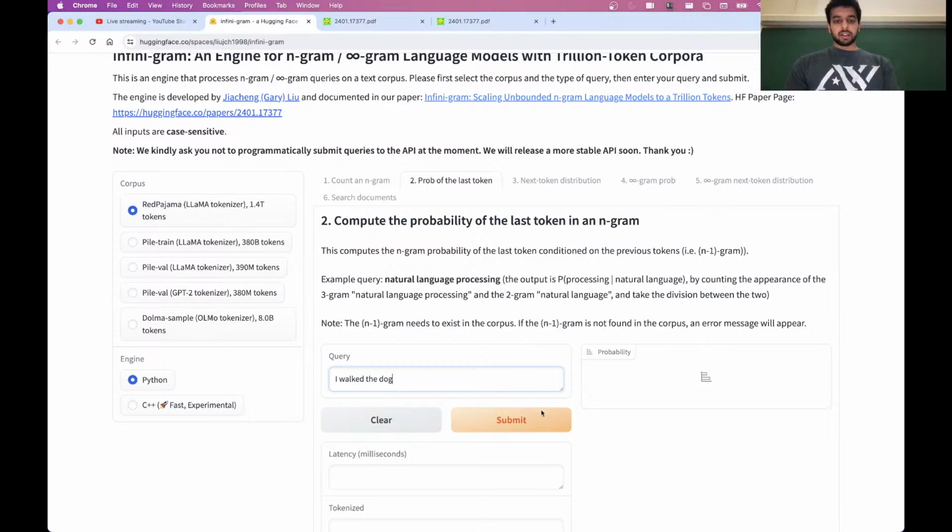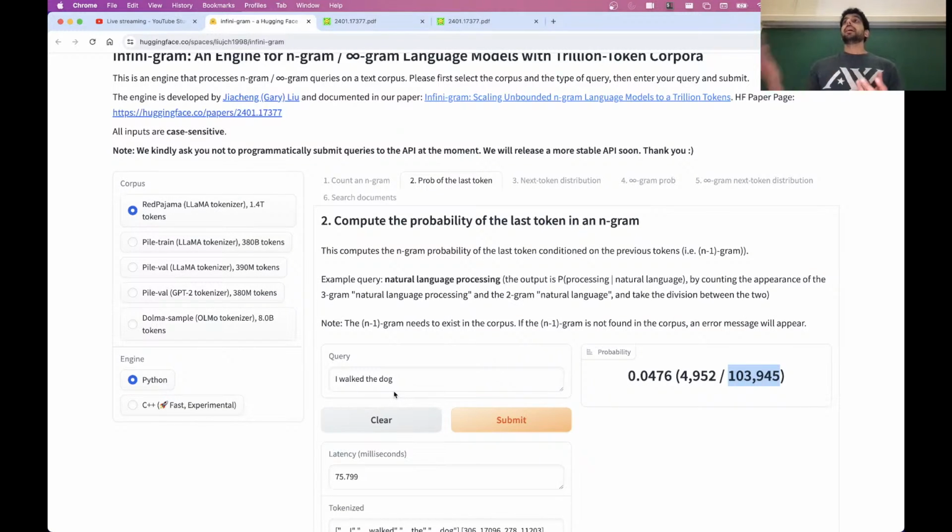So we can also look at the probability of a last token in a particular phrase. So "I walked the dog." The probability of dog: we saw already there were almost 5,000 occurrences, but there were 104,000 occurrences of "I walked the." So we get this probability of 5%, which I guess makes sense, because "I walk the" doesn't necessarily mean you need to have some sort of noun that you're walking. You could have said "I walked the trail," or "I walked the big dog," or whatever. There are many possible words that you could have here.